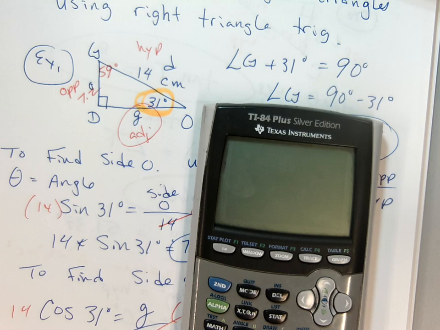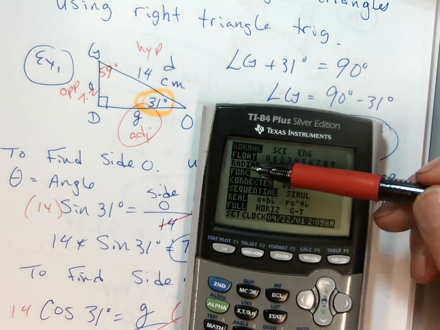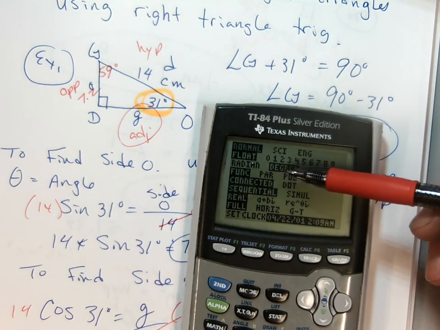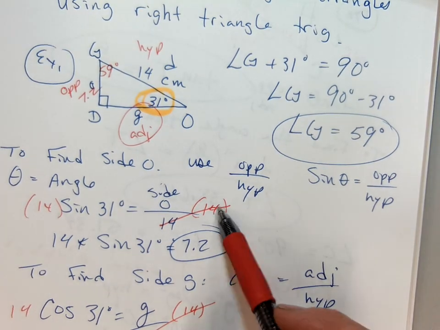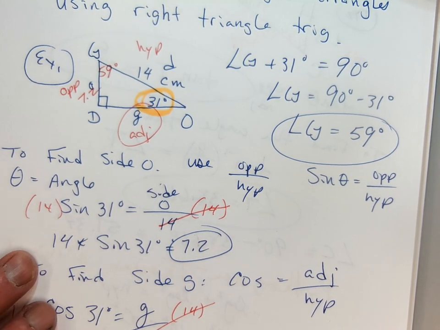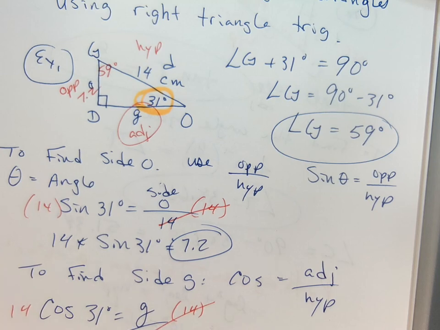Be careful of what we call the mode, because in your calculator there are two ways to describe angles. One is radians, the other is degrees. We must be in degree mode, otherwise we're going to get the wrong answers. So then I multiply by 14. I just use my calculator. 14 sine of 31. I got 7.2.